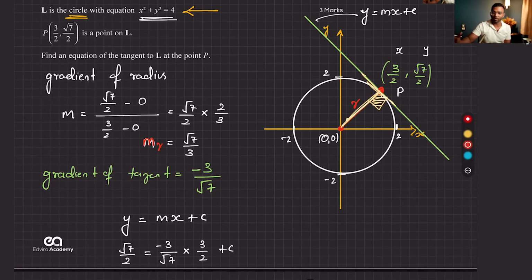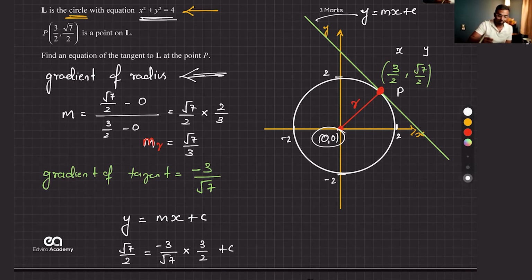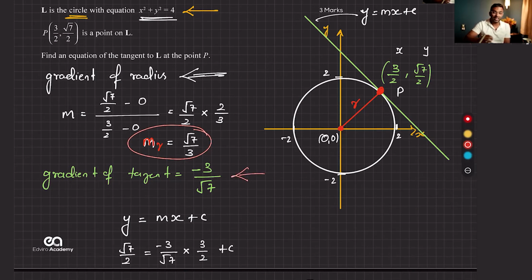That is the connection of the whole question. And therefore, you have worked out the gradient of your radius first: y2 minus y1 over x2 minus x1. One of your points is 0, 0 because it is going through the origin. That's why you have taken 0, 0. Okay? And after that, once you worked that out, you took a negative reciprocal, and this is the gradient of your tangent. And simply substitute the points, you're there.